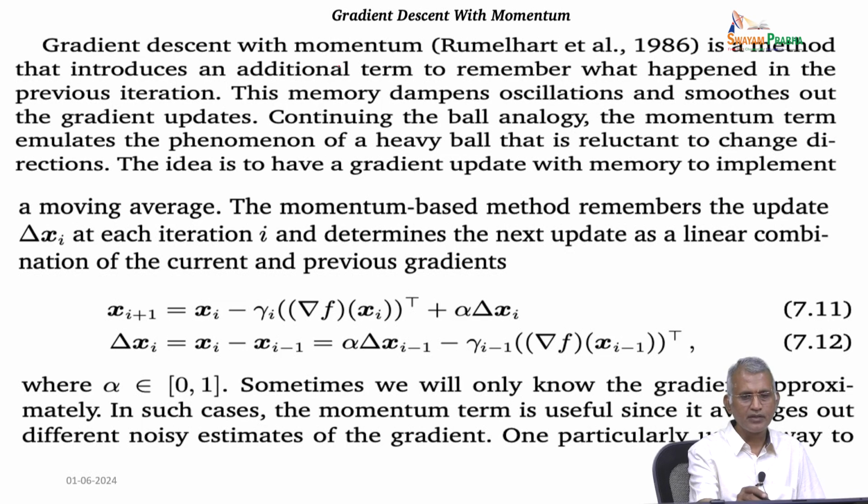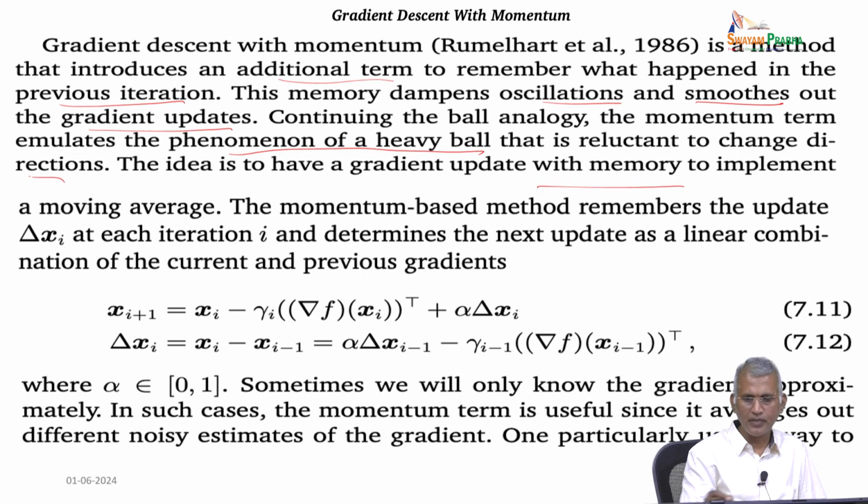So, gradient descent with momentum is a method that introduces an additional term to remember what happened in the previous iteration. The memory dampens the oscillation and smooths out the gradient updates. Continuing the ball analogy, the momentum emulates the phenomenon of a heavy ball that is reluctant to change direction, and the gradient update has memory to implement this.